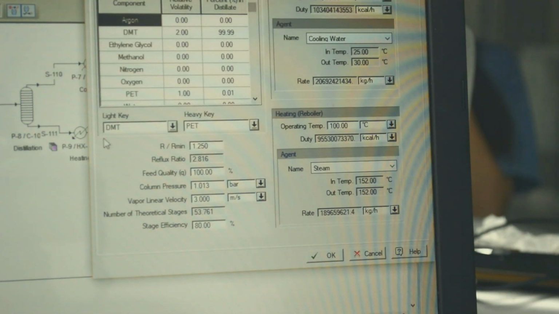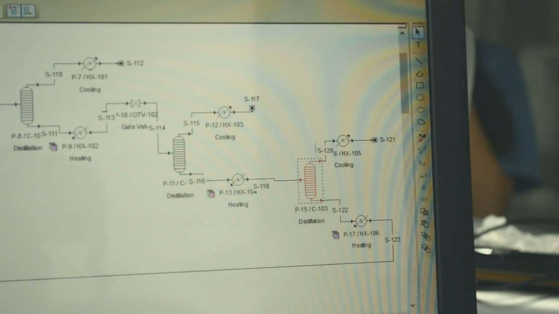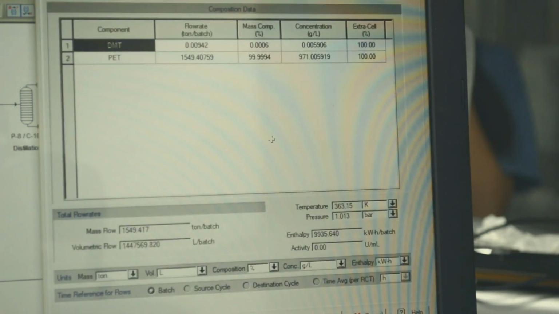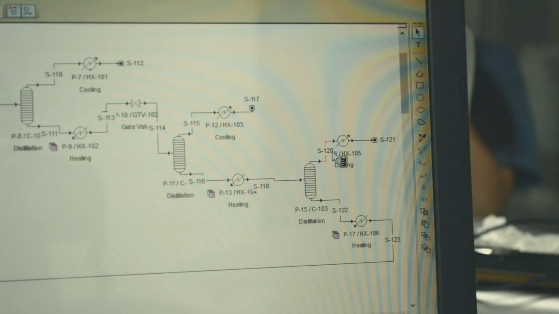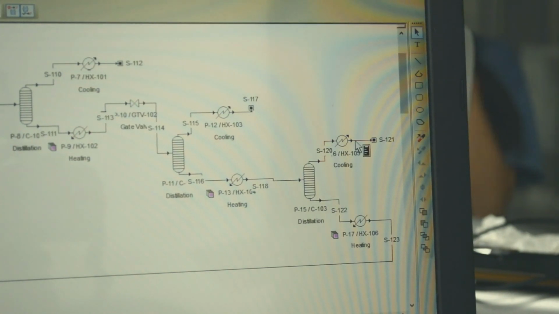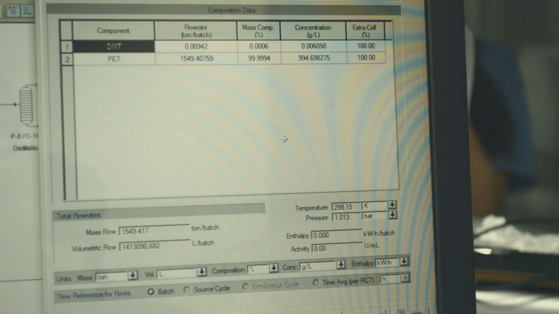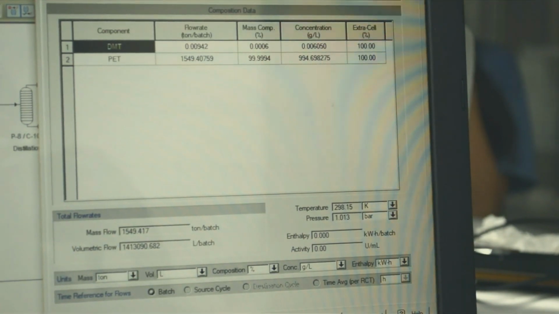We set DMT as the light key, while PET is the heavy key. We also set the DMT to 99.99%. So the distillate stream will come up with DMT and PET. Then they will undergo cooling, which acts as a condenser. After that, it will produce the DMT and PET.